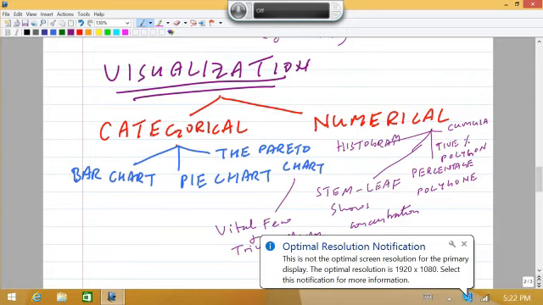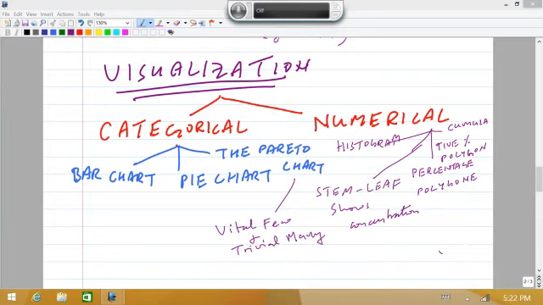When we talk about visualizing data, again we deal with categorical variables as well as numerical variables. Under categorical variables, we can look at bar chart, we can look at pie chart, and also we can look at the Pareto chart. And especially for summary data, bar chart, pie chart, and Pareto chart can be a good way of representing summary data. Now, what is a bar chart?